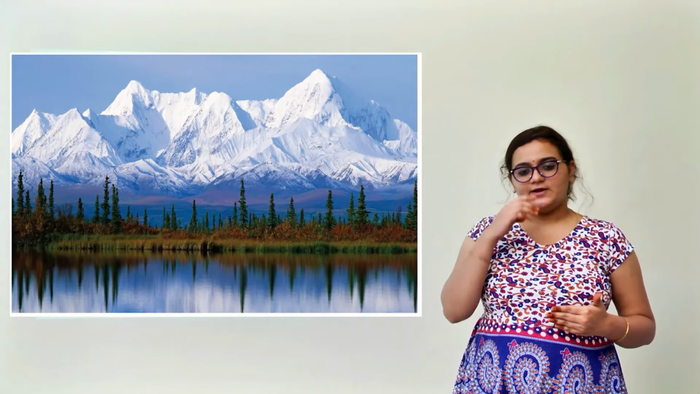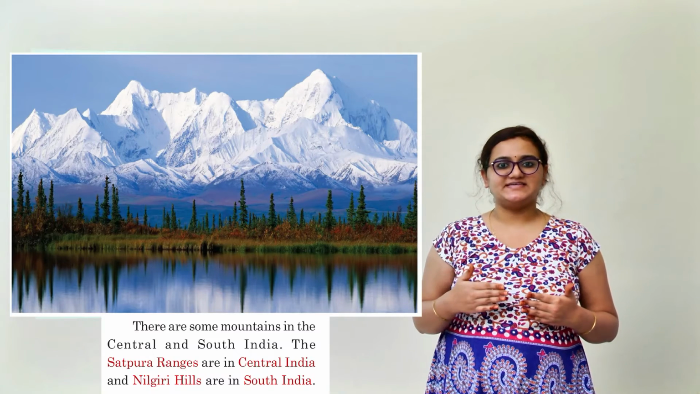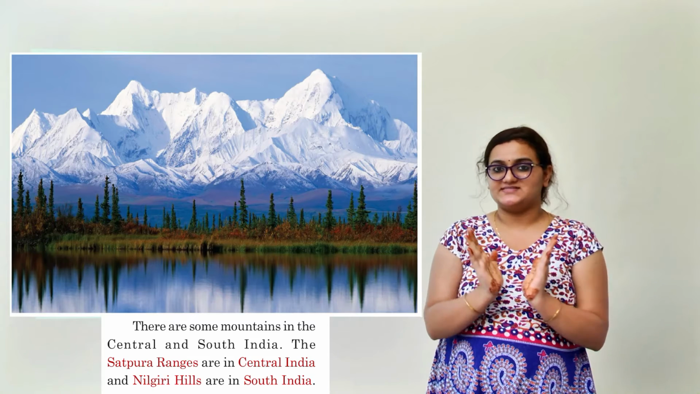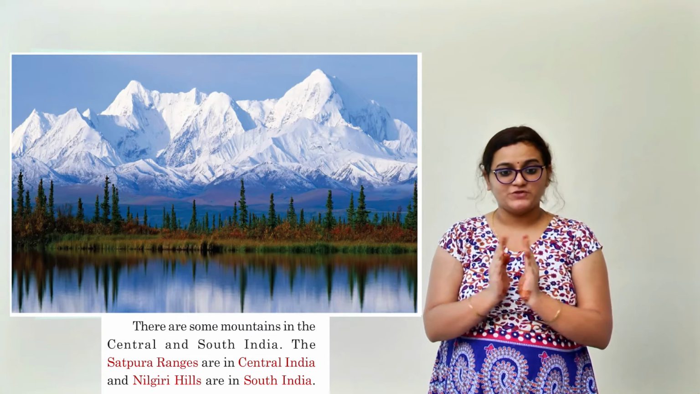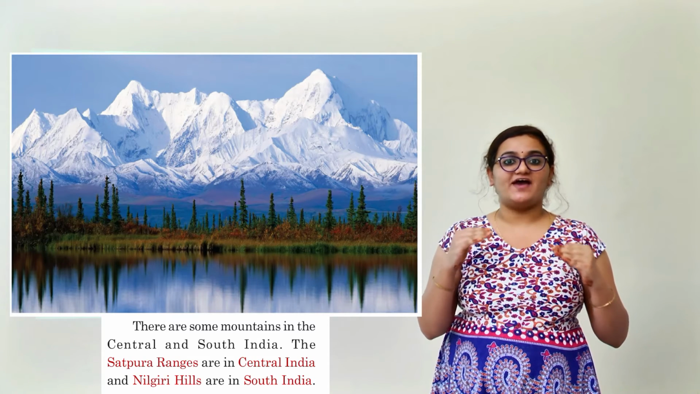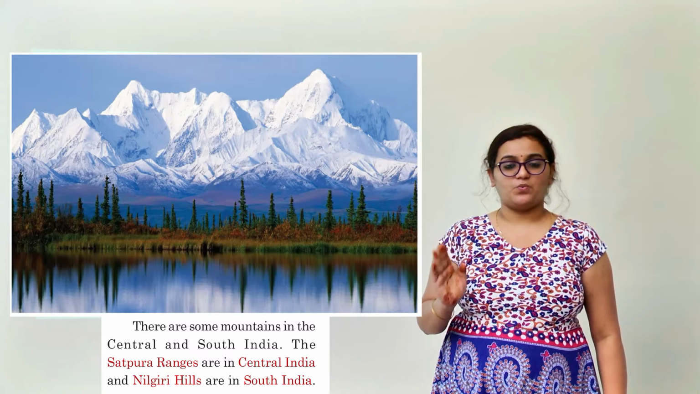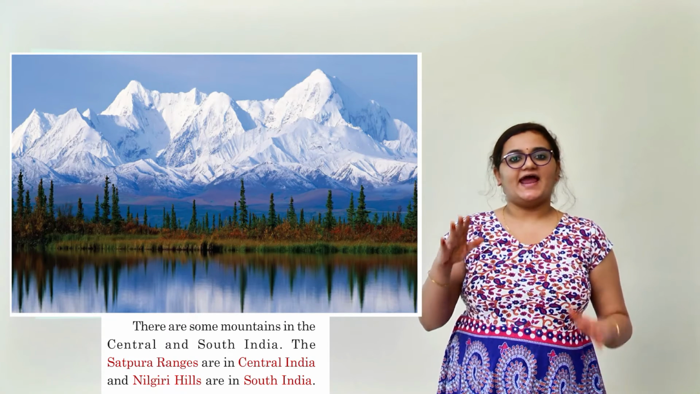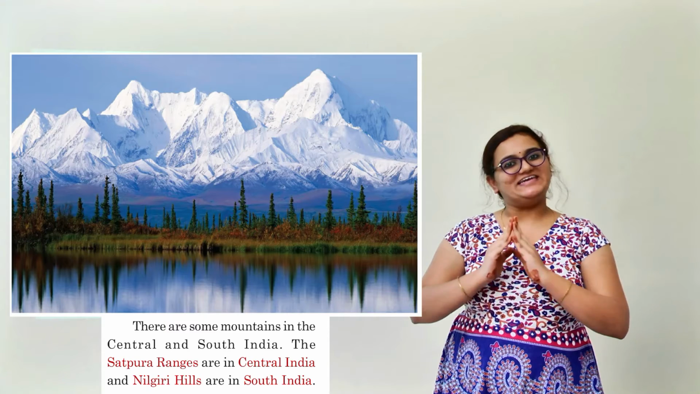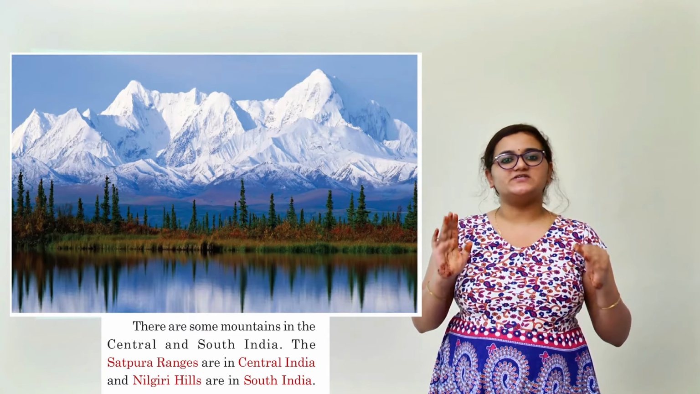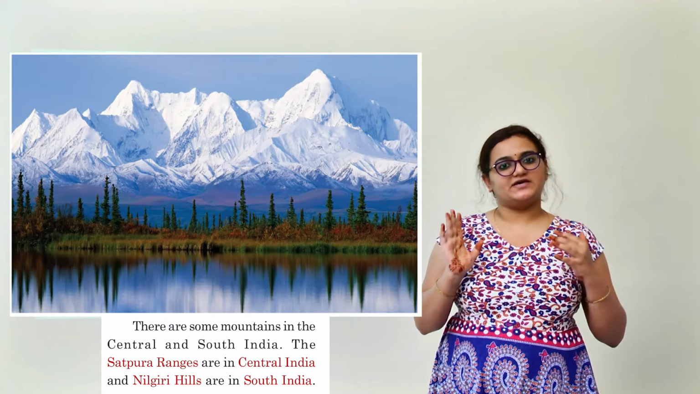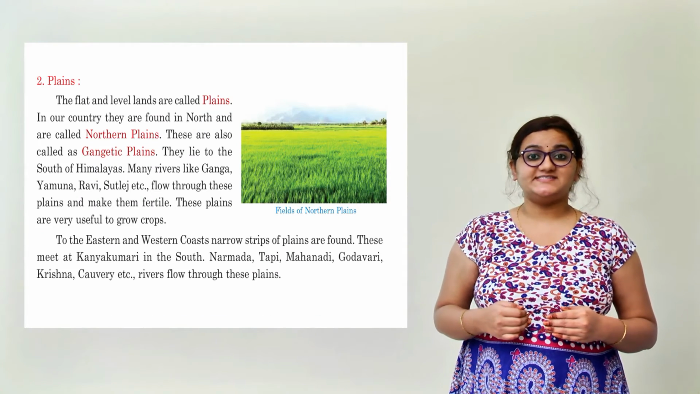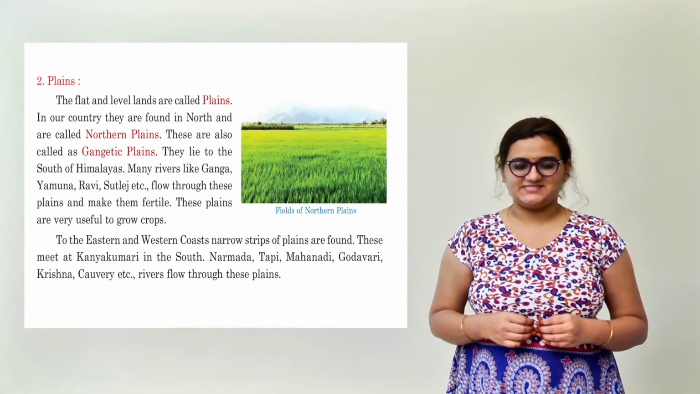Okay, children. Now, similarly, there are mountains in the central part of India as well as the southern part of India. So in central India you have the Satpura range, and in the south you have the Nilgiri hills. So this was about the mountains in India. Okay children? Now let us come to the second landform, the plains.